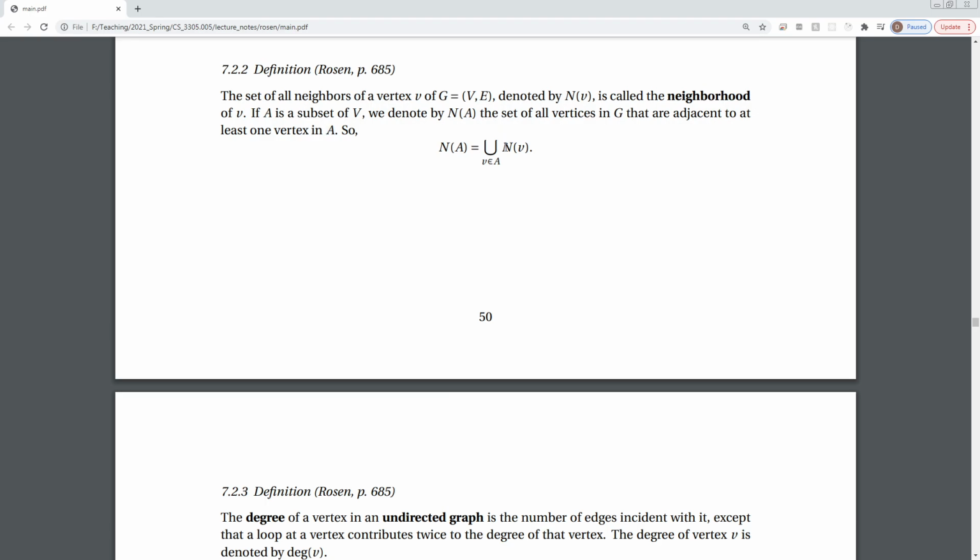Okay, and so this was the neighborhood of a single vertex, right? But we can choose some subset of the graph, and we can define a neighborhood on that subset, and it's just the union of all of the individual neighborhoods.